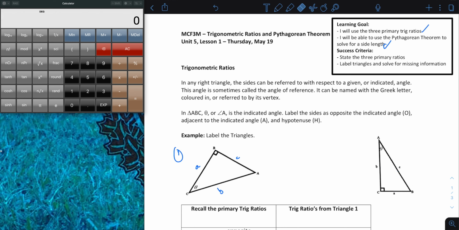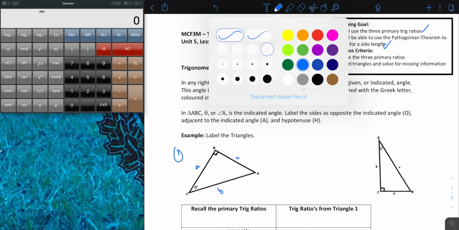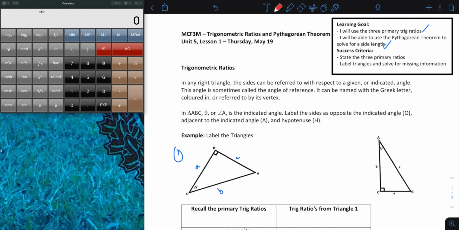What this question is asking us to do, in the first little part, is to label the triangles looking at the angle of reference, and label opposite, adjacent, and hypotenuse. So I'll do that in red. Little c: if I'm standing here in the corner at angle C and I look across, this is going to be opposite, because it's opposite the angle of reference.